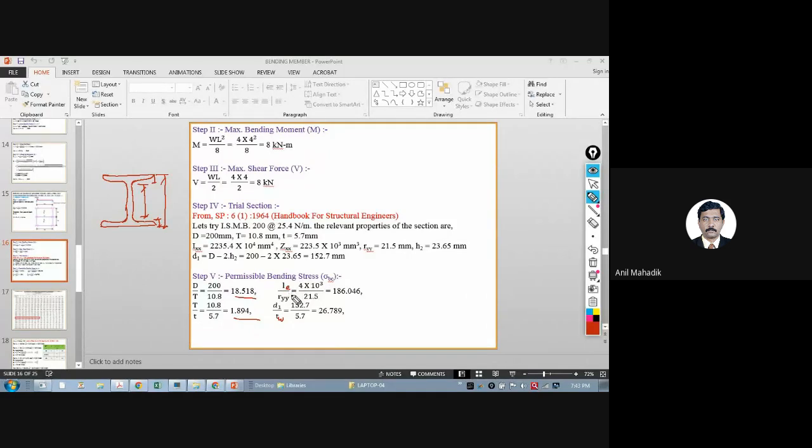So RYY, L effective, we can consider this as a hinge as we are considering the beam as simply supported. So L effective will be L only, right? That's why we are taking 4 meter itself as L effective. And R minimum is 21.5. So these are the ratios we get. Now you can go into the steel table.